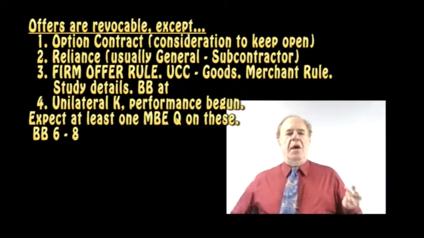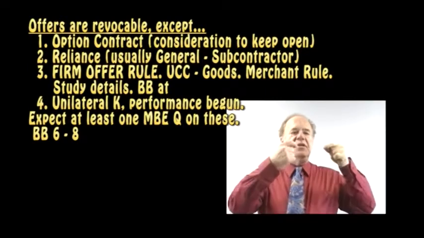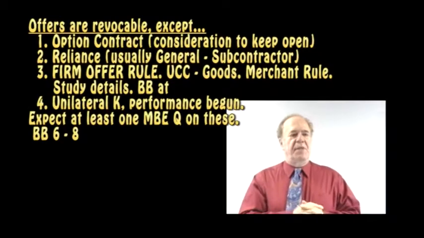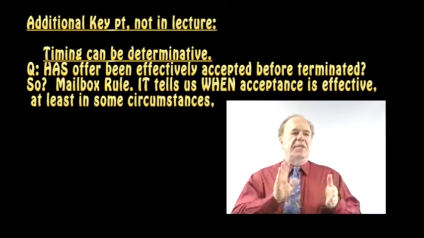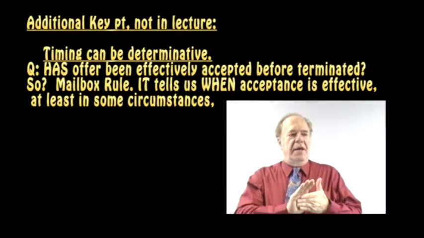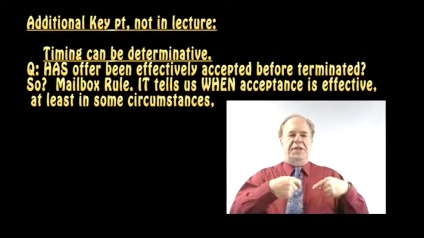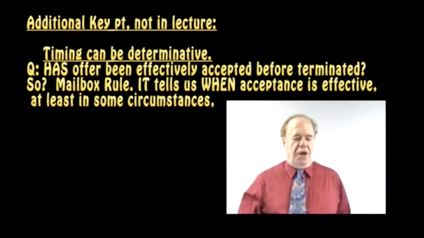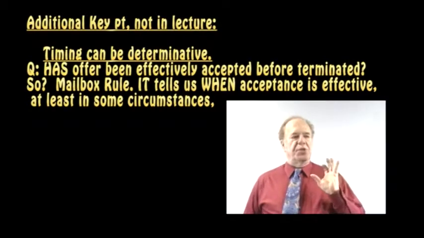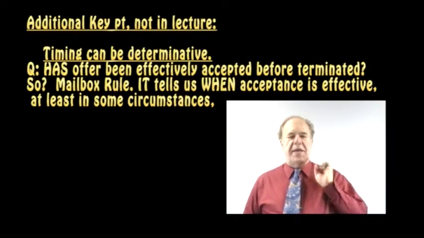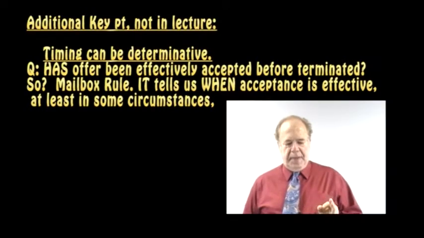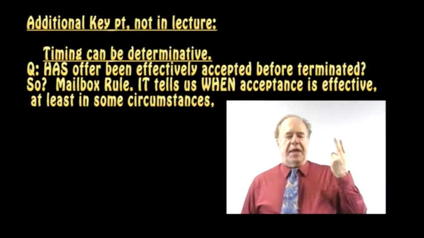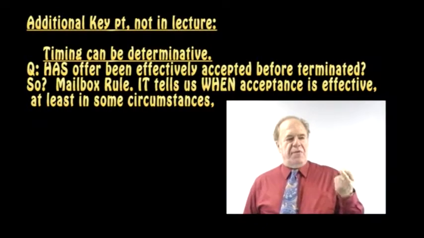Well, what if a person begins to do the performance? That would be the acceptance of the unilateral contract. If they actually begin the performance, then the offer is not revocable for a reasonable period of time to allow the completion of that performance. These rules about when offers are not revocable are tested quite regularly. So there are offers that can be revoked, but if they haven't been revoked or otherwise terminated, they can be accepted.